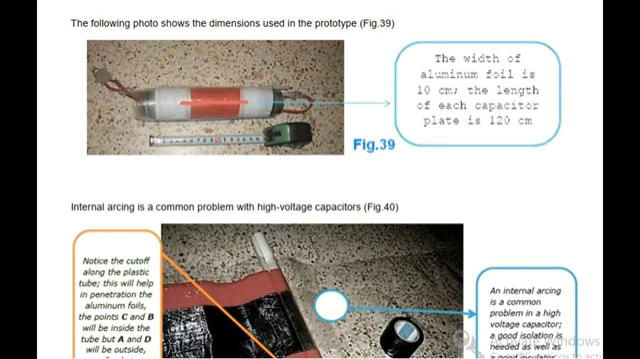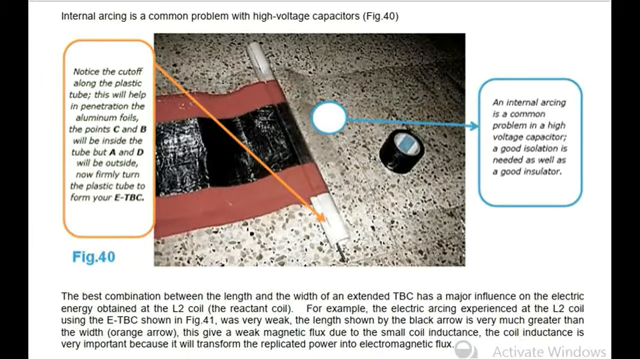The following photo shows the dimensions used in the prototype, fig 39. The width of aluminium foil is 10 cm, the length of each capacitor plate is 120 cm. Internal arcing is a common problem with high voltage capacitors, fig 40. Notice the cutoff along the plastic tube. This will help the penetration. Of the aluminum foils, the points C and B will be inside the tube, but A and D will be outside. Now firmly turn the plastic tube to form your Tesla bifilar coil.